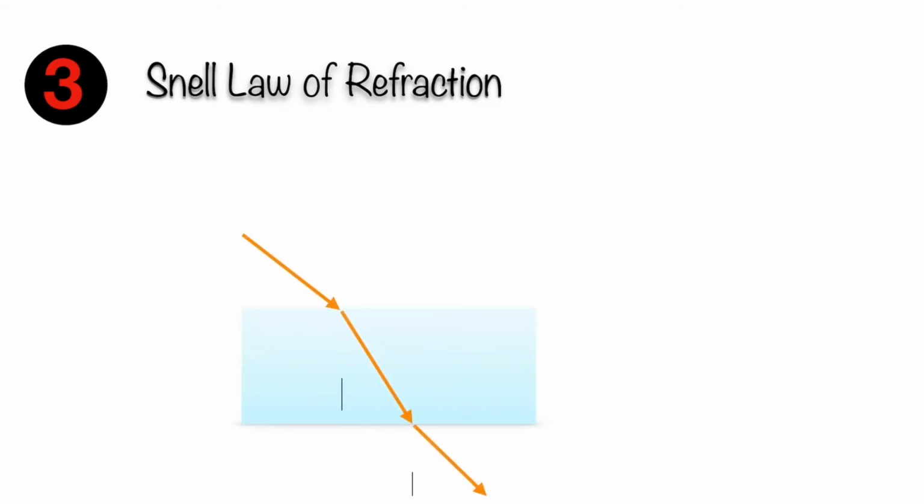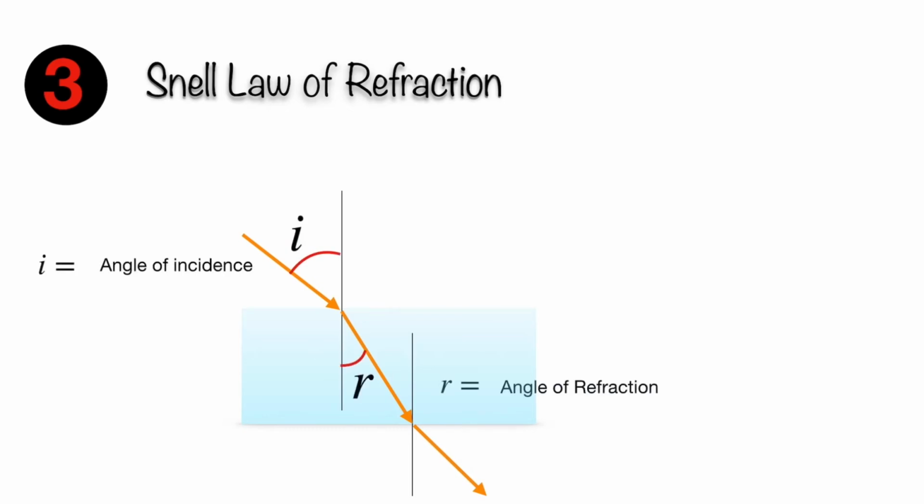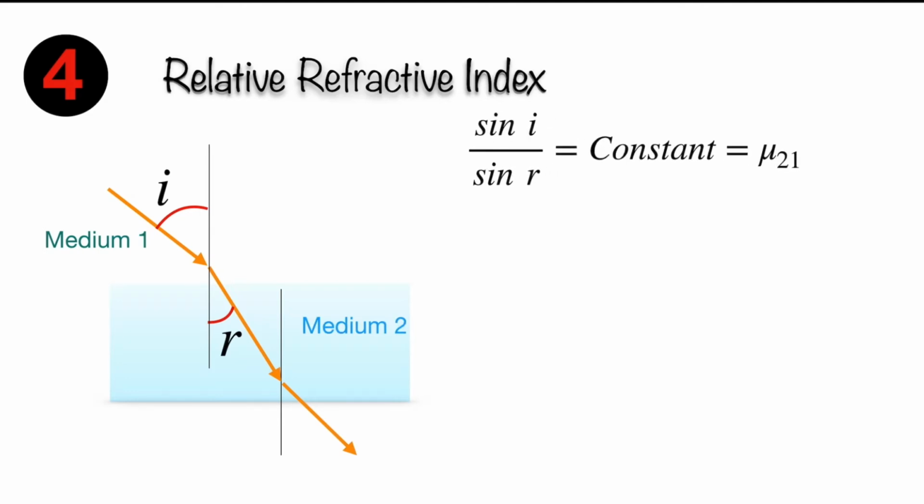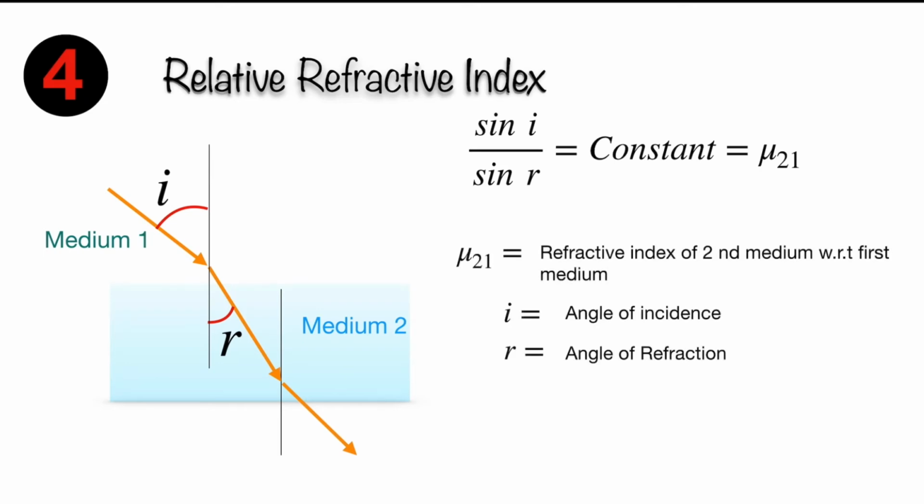As per this law, a light ray which is refracted from one medium to another medium makes an angle of incidence i and an angle of refraction r, then the ratio of sin i upon sin r, the trigonometric ratio, is constant. From the same law, we get the refractive index of a medium. So, in that case, this constant sin i upon sin r is equal to the refractive index of medium 2 with respect to medium 1.